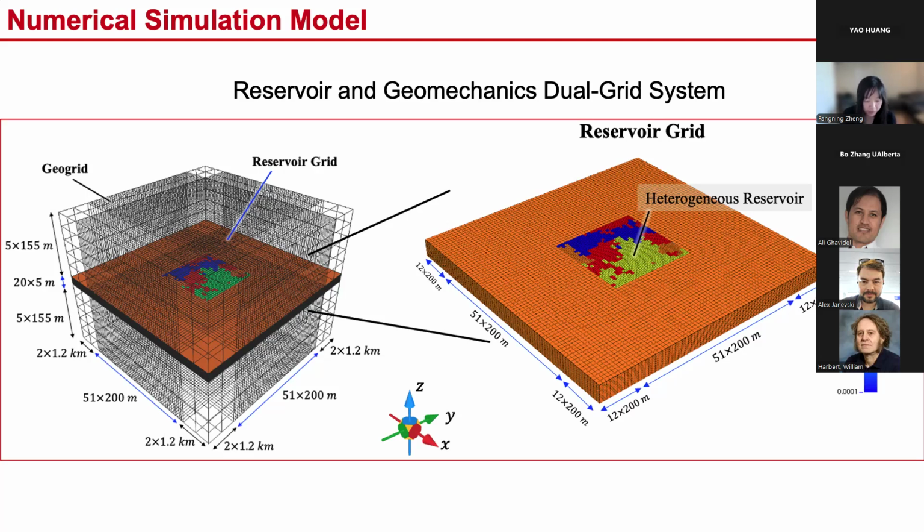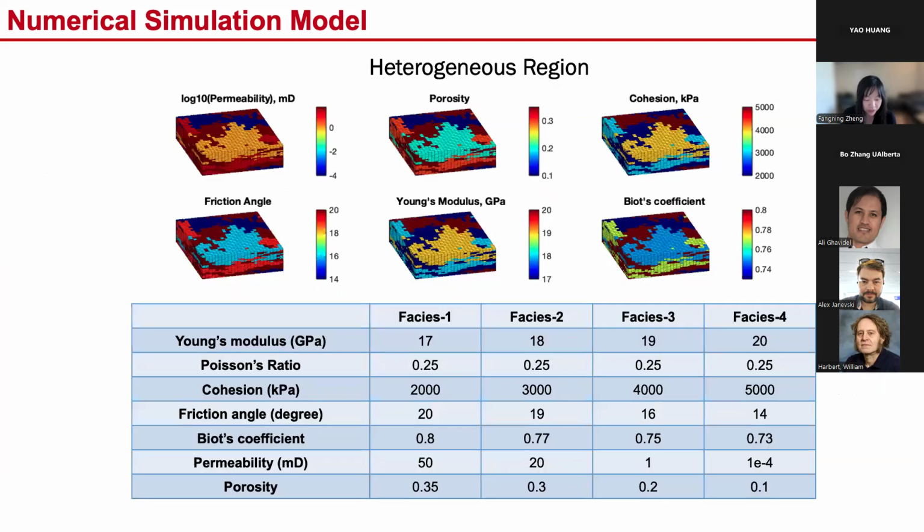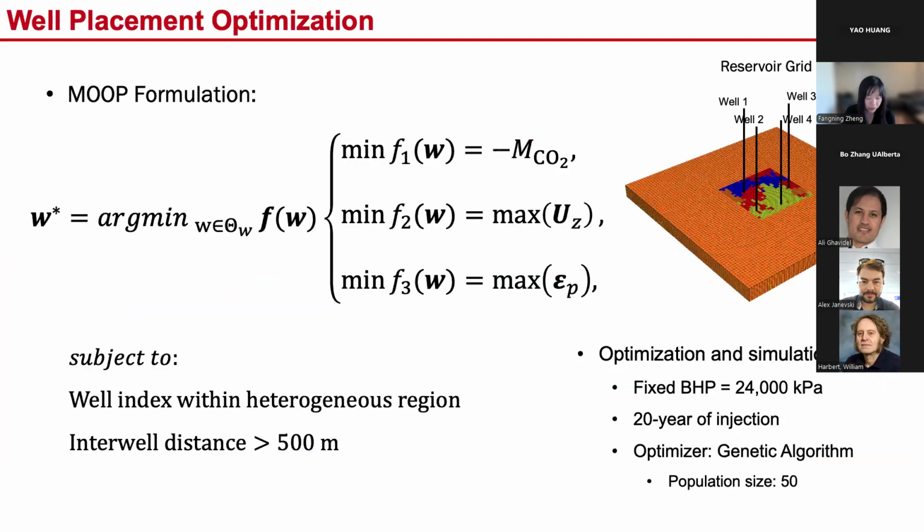So I defined 4 lithology phases within the heterogeneous region, and the properties for each phase are listed and plotted in the slide here. We define the optimization problem as a multi-objective optimization problem. As you can see here, we're trying to find the best well location W to maximize the total CO2 storage, represented by MCO2 here.